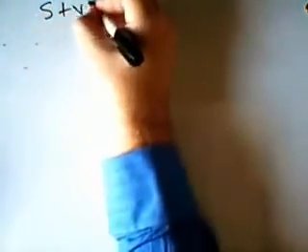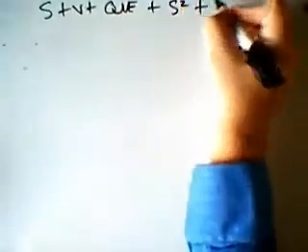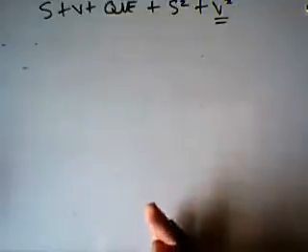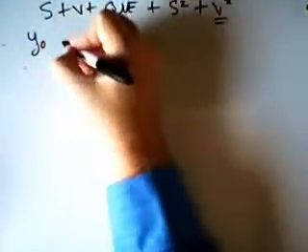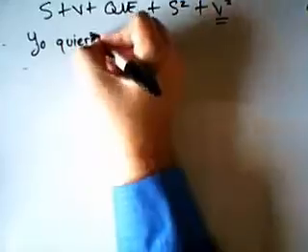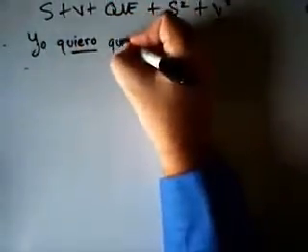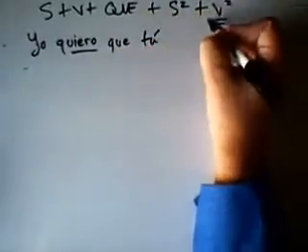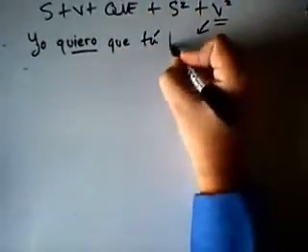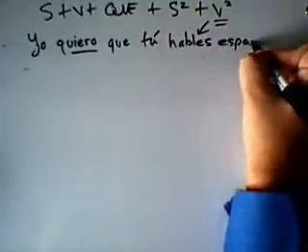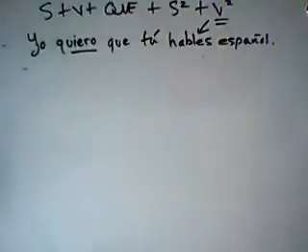How about, again, I'm just going to write this up here. Subject, verb, que, plus a second subject, plus our second verb, which is actually conjugated in the subjunctive. How about, I want you to speak Spanish? That's going to be yo quiero. Now that's the regular conjugation. That's the first person indicative of the present tense. Que tú. Now we get to our second verb. That's the one that's going to be in the subjunctive. Remember? Hables español. Okay? Quiero que tú hables español.